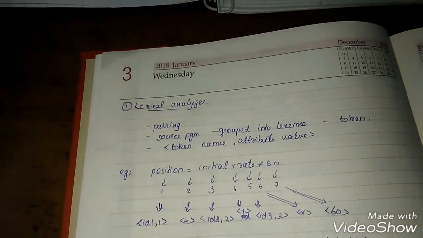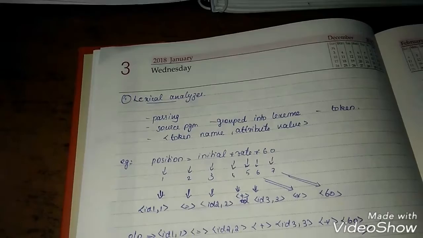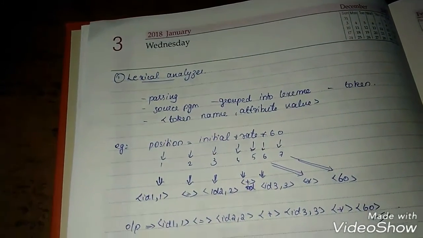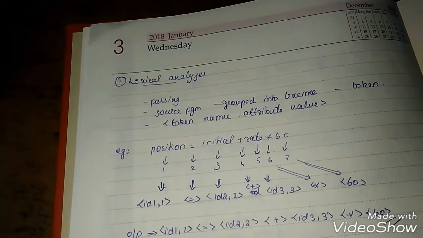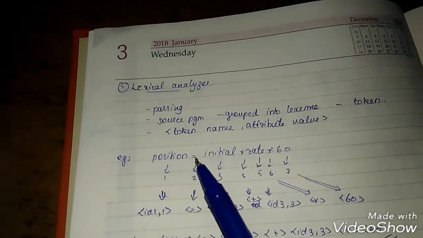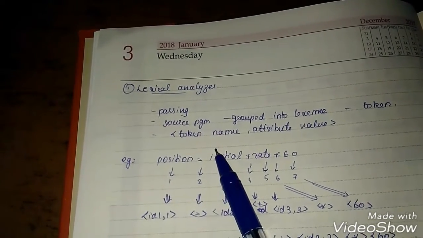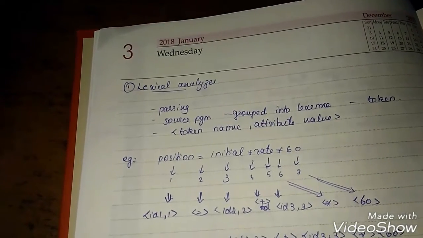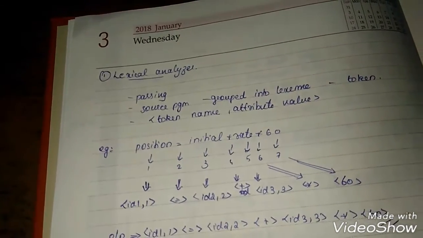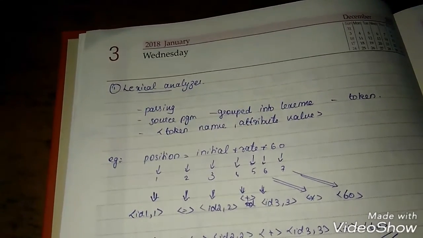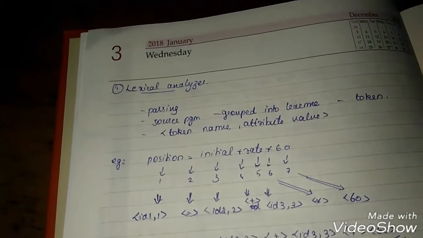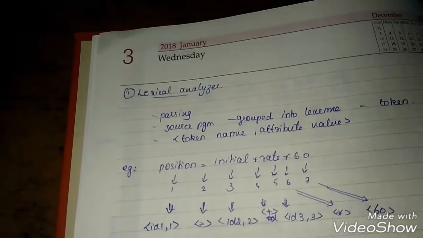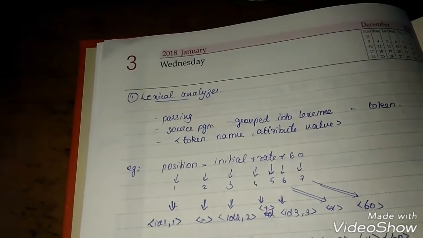Obviously, the token would be the output of the lexical analyzer, and it would be the input to the next phase, which is the syntax analyzer. Only the token name is used as the input to the next phase, while the attribute value is taken from the symbol table as the input to the third and fourth phases, which are the semantic analysis and the intermediate code generation.